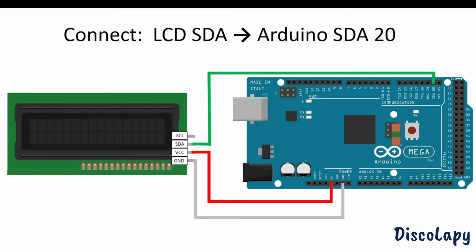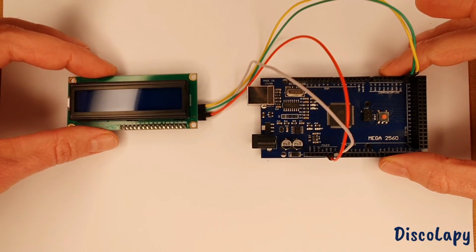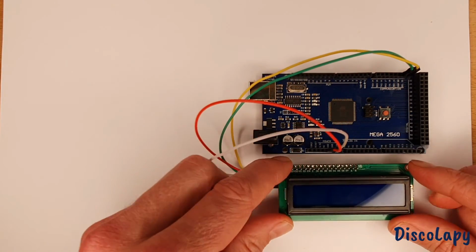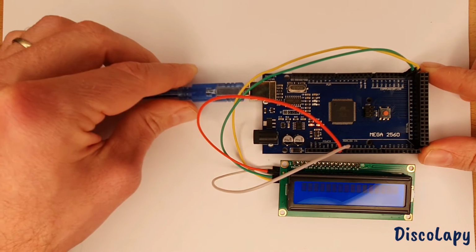Next, the LCD serial data pin to Arduino SDA pin 20. And also LCD SCL to Arduino clock pin 21. This is how the real setup looks like. I will rearrange it a bit and connect our Arduino to my PC via USB cable.